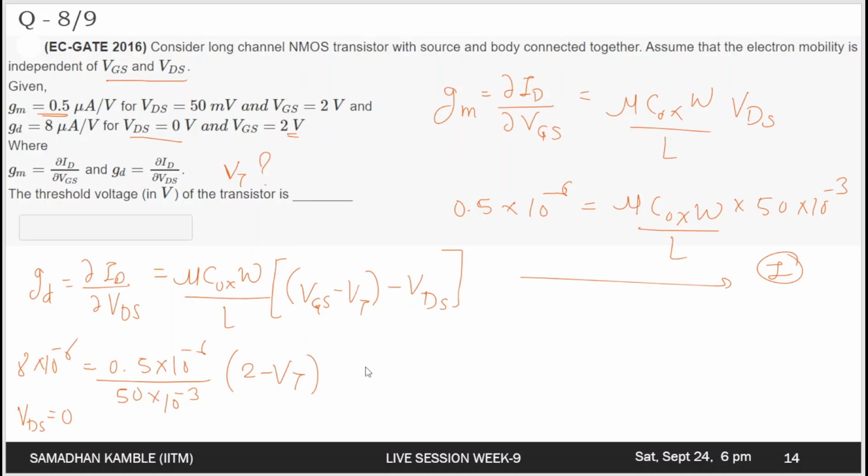We'll solve for VT and we'll get the value of the threshold voltage. The 10 to the power minus 6 gets cancelled and we'll get 2 minus 0.8, which is nothing but 1.2 volt. So what we have done is we have just substituted this value from equation number 1. Okay, is it clear? Do you have any doubt in this?